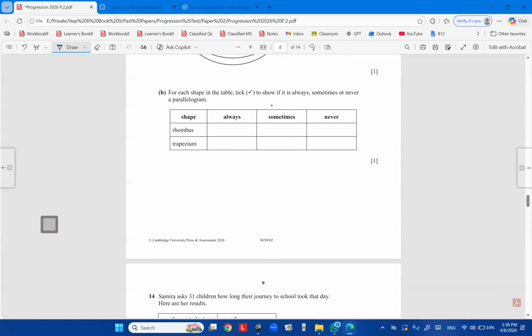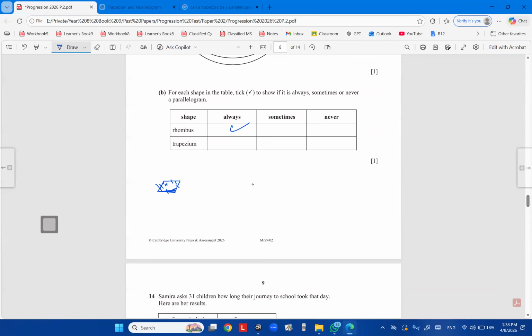For each shape in the table, show if it is always, sometimes, or never a parallelogram. A rhombus looks like the parallelogram exactly, but the 4 sides are equal, and opposite angles are also equal. Look at this. Opposite angles are also equal. So yes, it is always a parallelogram.